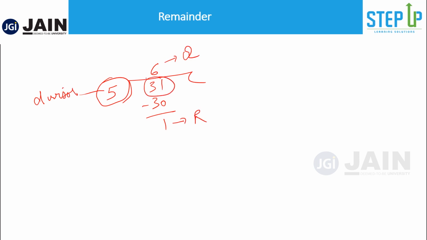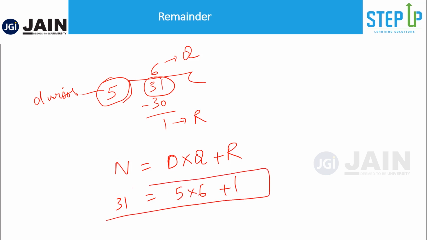That means this number 31 which we were dividing, I can write this number n equals divisor into quotient plus remainder, right? That means here, what was the number? 31, equals 5 into 6 plus 1, which was the remainder. This is one format in which we can write a number. Now this is helpful because sometimes you get questions on this. Let's attempt one question to further this understanding.